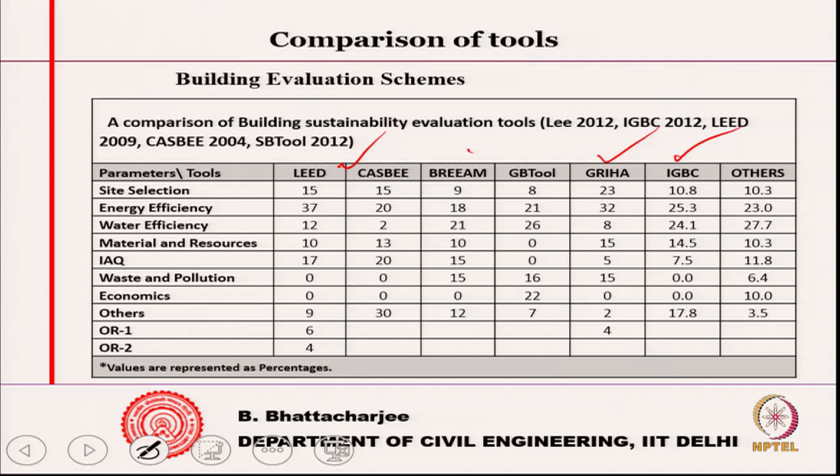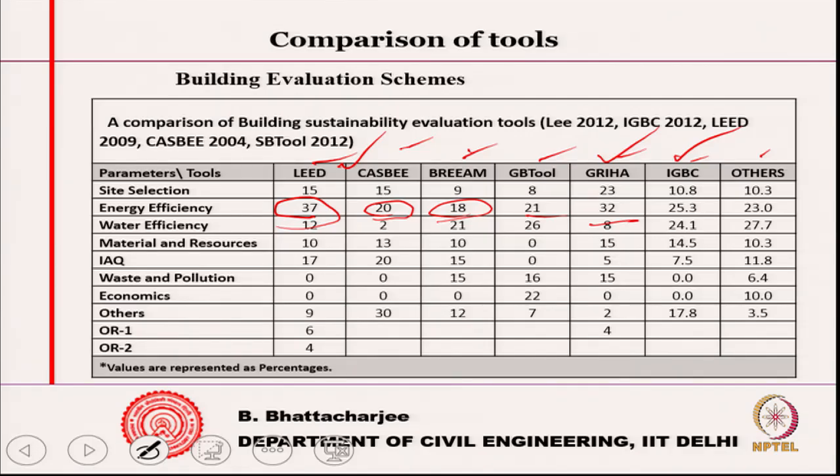If you see, each one of them is a different tool, and the point is the weightages. For example, this one gives a maximum of 37 to energy efficiency, while this gives 20 to energy efficiency, and the others 18, 21, 32, 25. So, it varies.